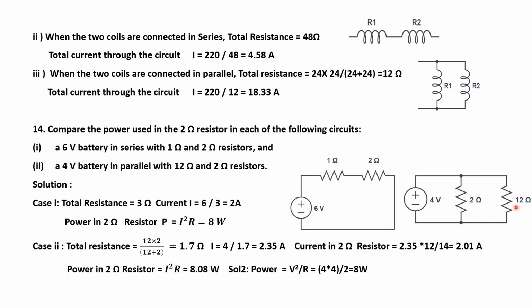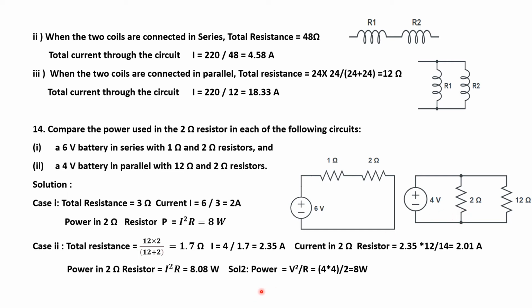So in this case, since the resistors are connected in parallel, the voltage is going to be the same. So in a series circuit, the current will be same. In a parallel circuit, the voltage will be the same. So the voltage across 2 ohms resistor is 4 volt.